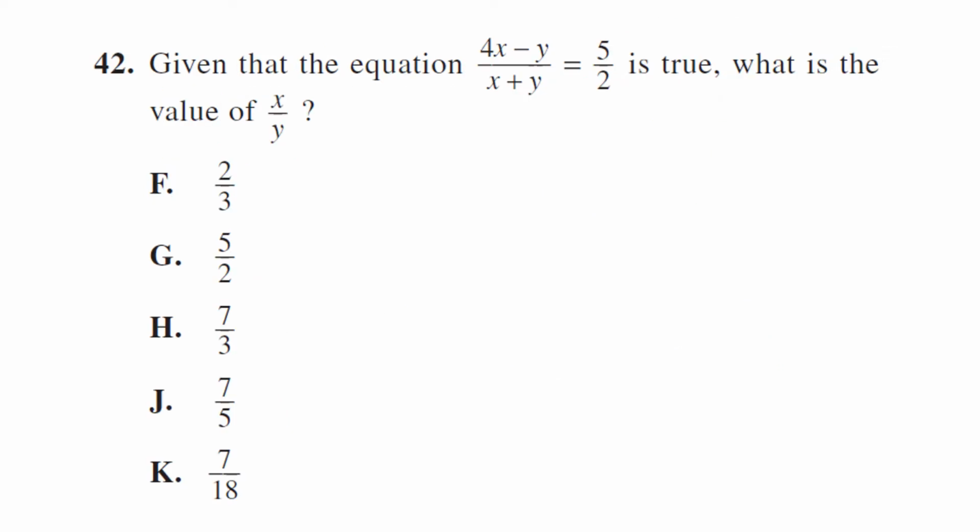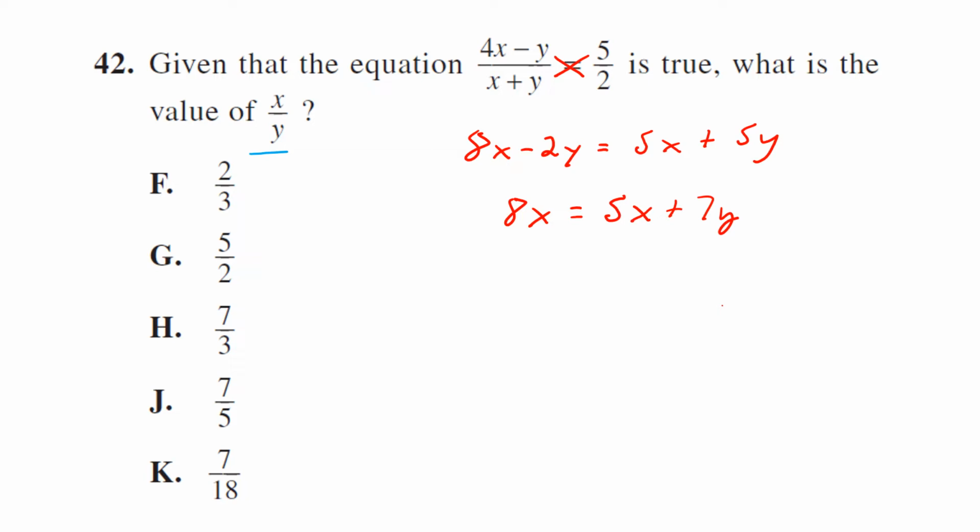Given that this equation is true, what is x divided by y? So let's just work this out by, let's cross multiply first. So we're just going to cross multiply, and we get 8x minus 2y equals 5x plus 5y. Let's add 2y to both sides. Now I get 8x equals 5x plus 7y. Subtract 5x from both sides.